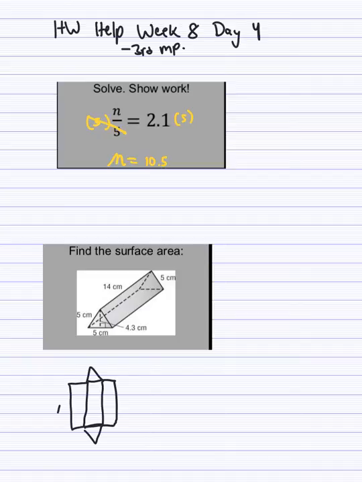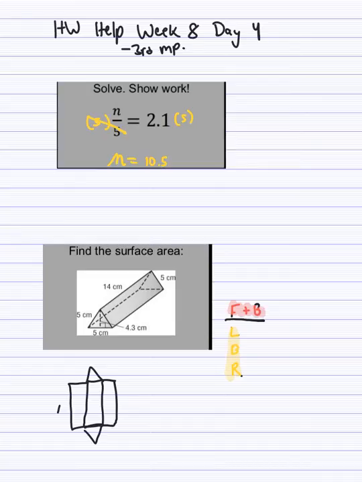So in other words, I have my front and my back, which are triangles. And then the other ones are rectangles. And I have a left, a bottom, and a right. So the ones I'm going to highlight in yellow are rectangles. The ones I'm going to highlight in pink are triangles.